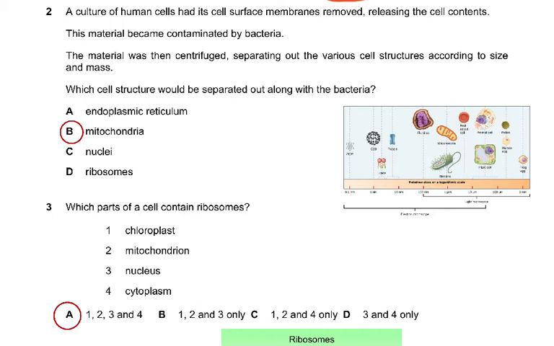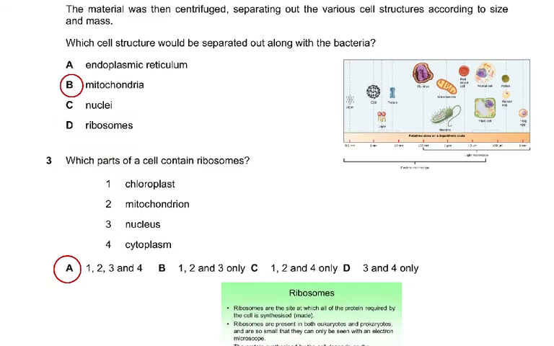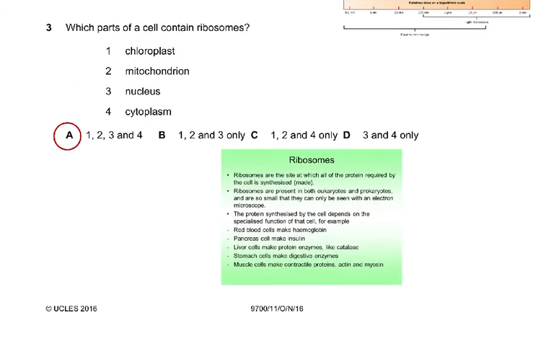And then this is this diagram, which you will see at the end of this paper again. I'm going to show you this diagram again so that you can then revise from it. Then coming to question 3, which parts of a cell contain ribosomes?